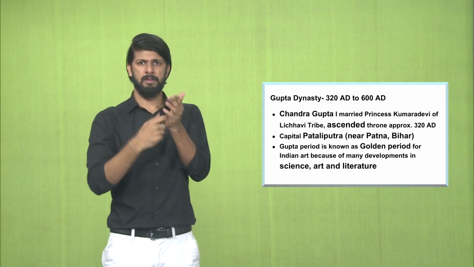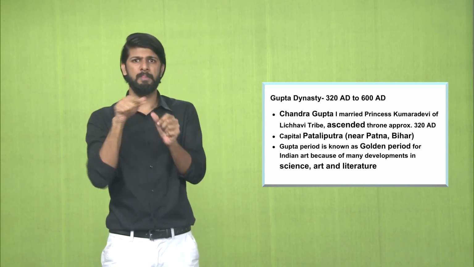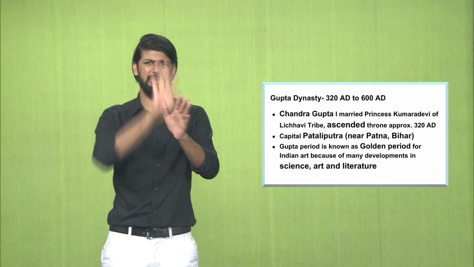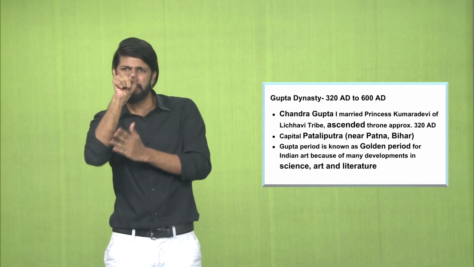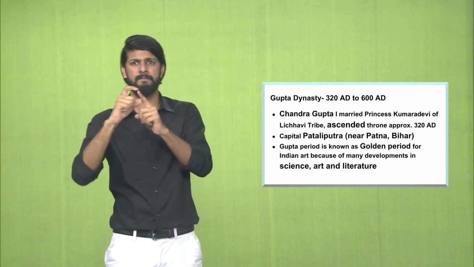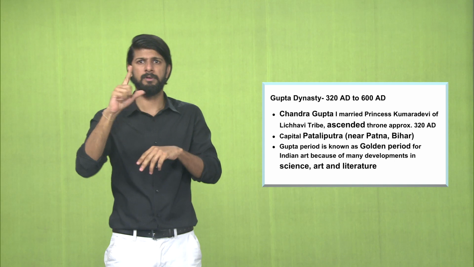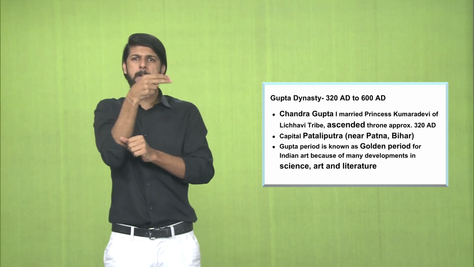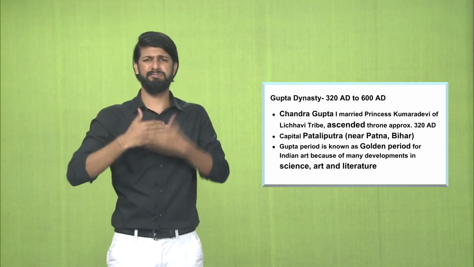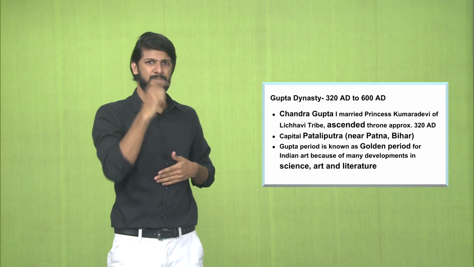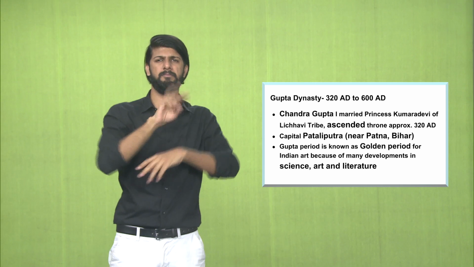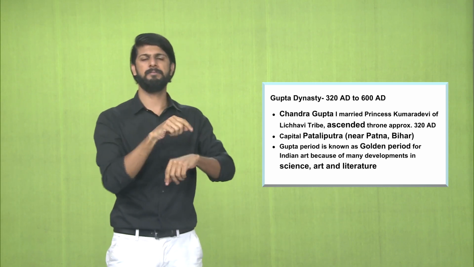The king Chandragupta I married Princess Kumara Devi from the Lichavi tribe, which is now modern day near Bihar. After marriage, the king ascended the throne approximately in 320 AD.